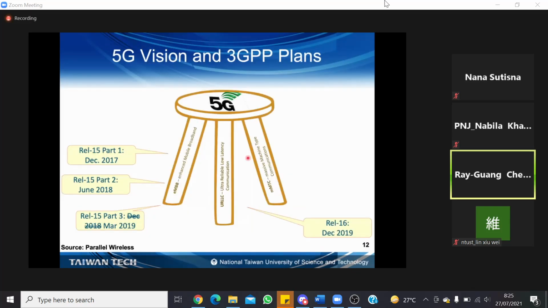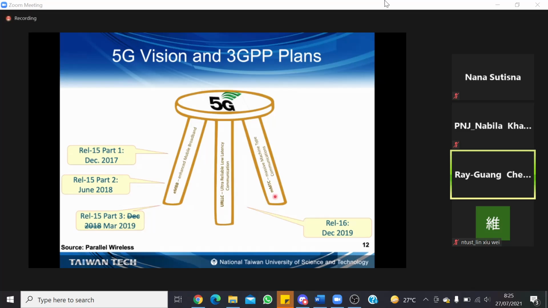So Parallel Wireless summarizes the key difference. Release 15, part 1 is for non-standalone, part 2 is for standalone, and they have a final version. The first release, Release 15, actually has its main focus on eMBB. For Release 16 and 17, they focus on URLLC.